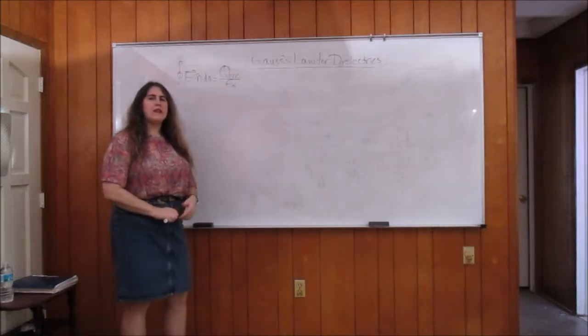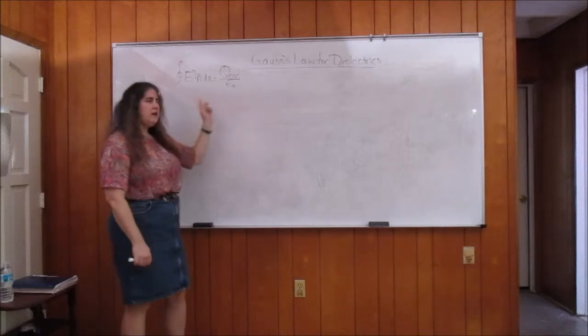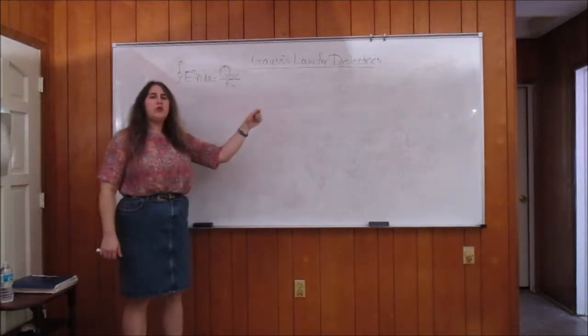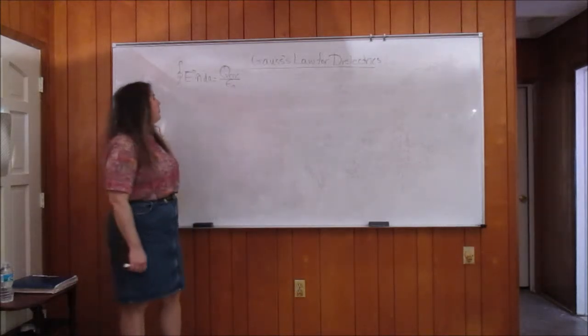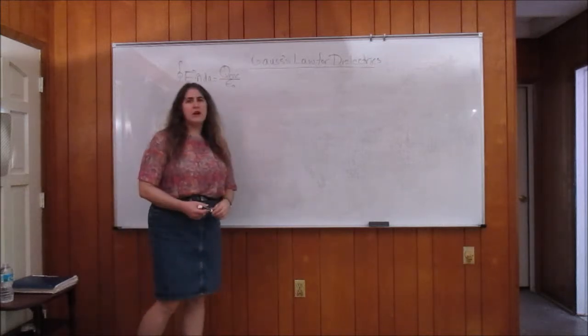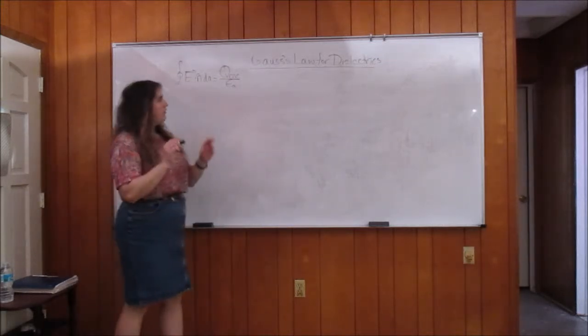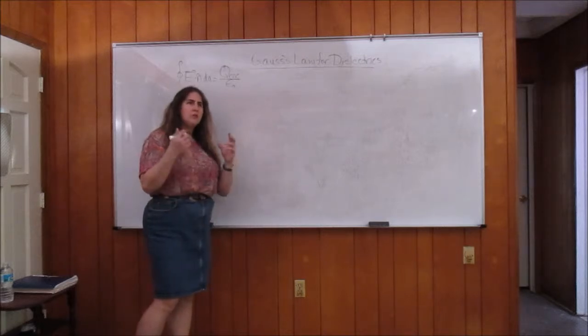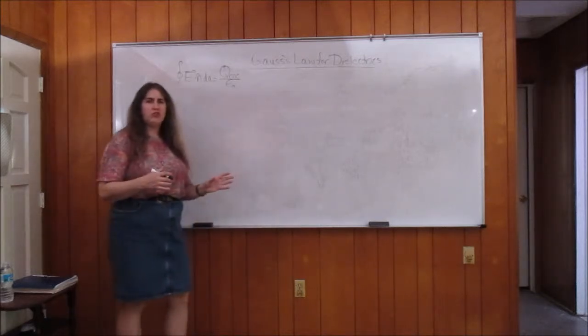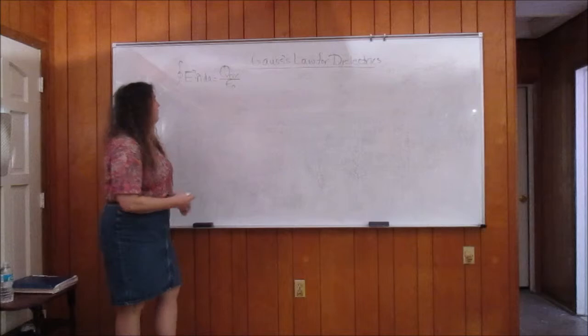Gauss's law tells you that the electric flux through a closed surface is equal to the total amount of charge enclosed by the surface divided by the permittivity of free space, epsilon naught. Well, since we're dealing with dielectrics now, we not only have to consider the free charge, but also the bound charge as well.